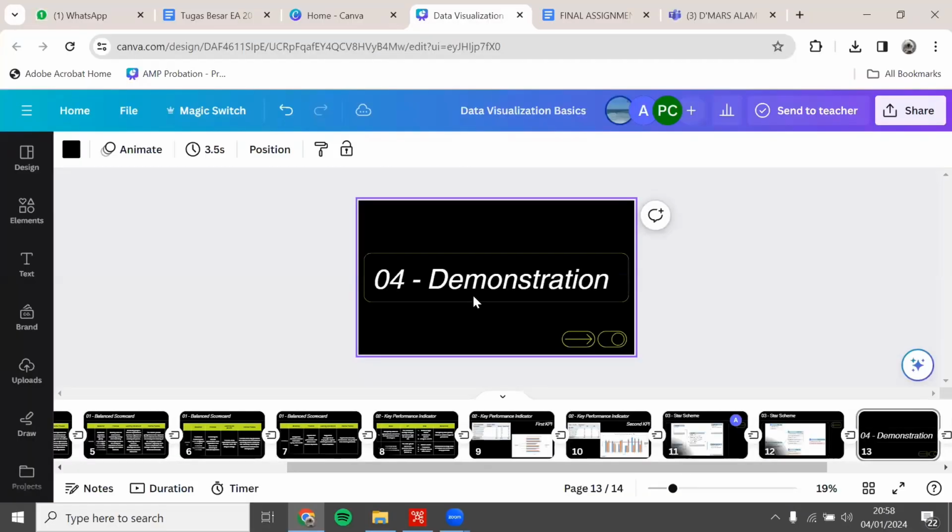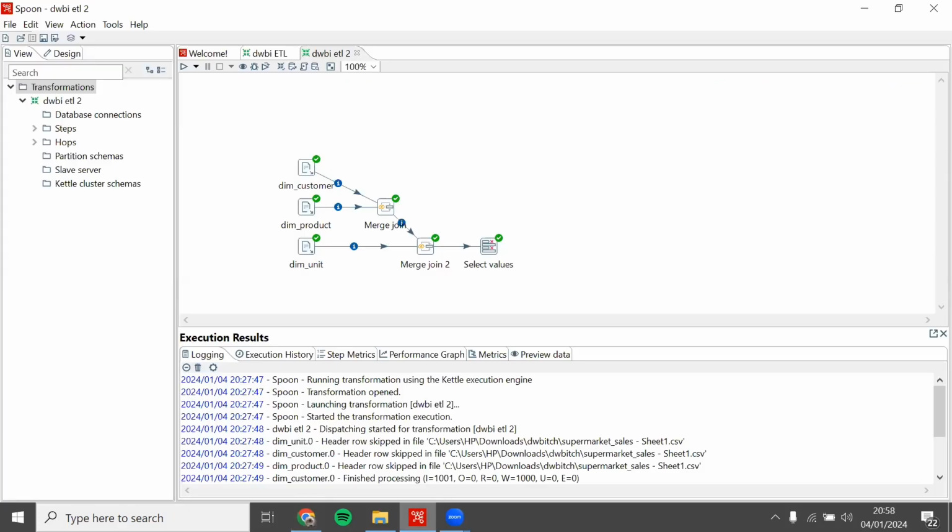All right, so we begin with a demonstration, starting with the ETL. I'm going to move on to the Pentaho. In this ETL that we did, we put three dimension tables. The first one is dimension customer, dimension product, and dimension unit. And then we do a transformation, which is merge join.